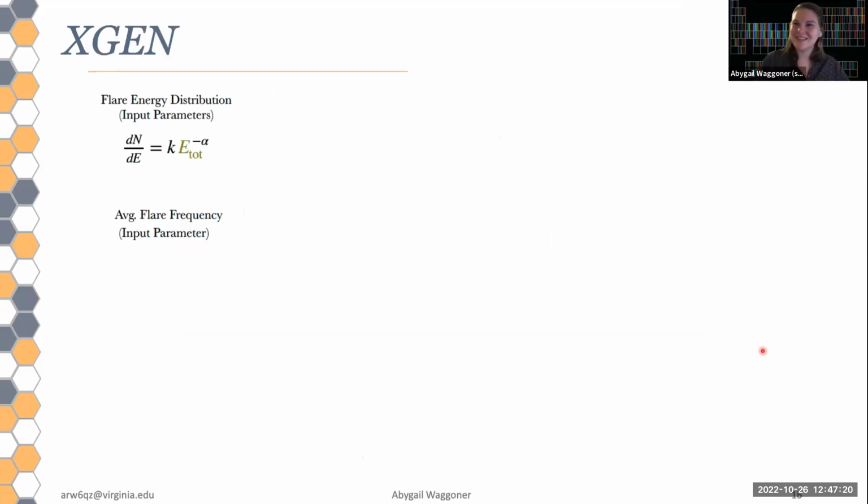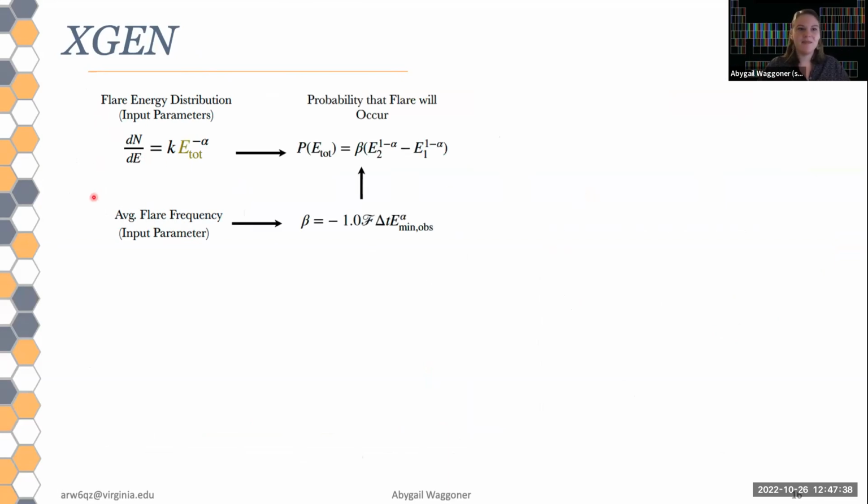All right, so here again is a little bit of math, everyone. Sorry about that. The way that I've modeled these flares is a model that I've named XGen, or X-ray light curve generator. We take that input energy distribution and the flare frequency, and we combine them to create an equation that determines the probability of a flare occurring or not. The probability of a flare occurring is then used with a random number generator at multiple time steps of a model to determine whether or not a flare actually occurred.